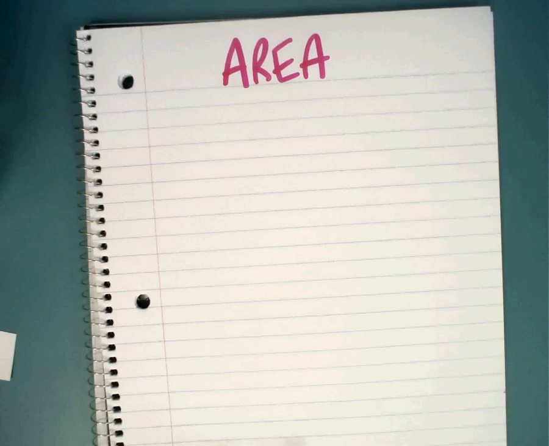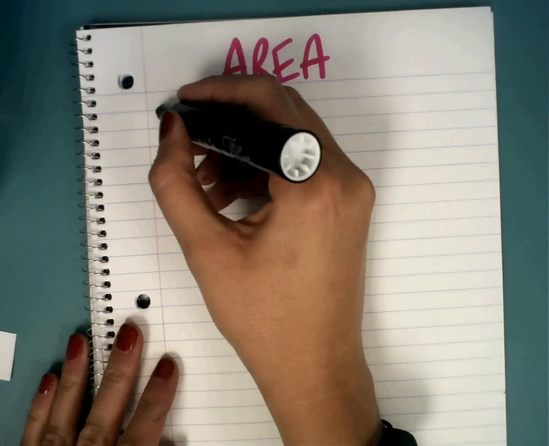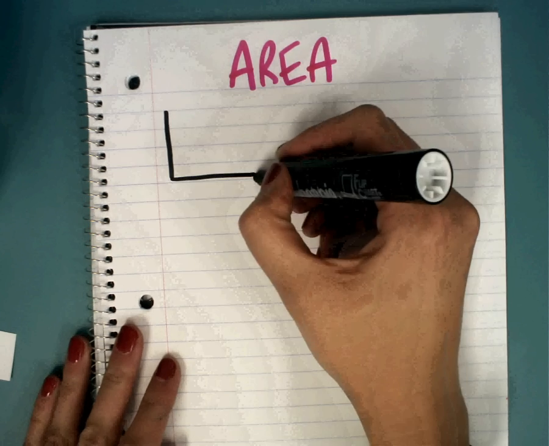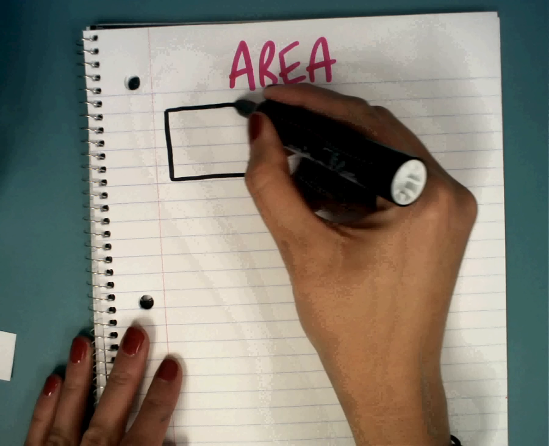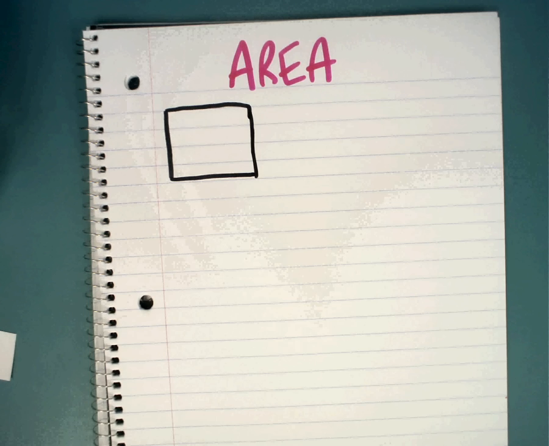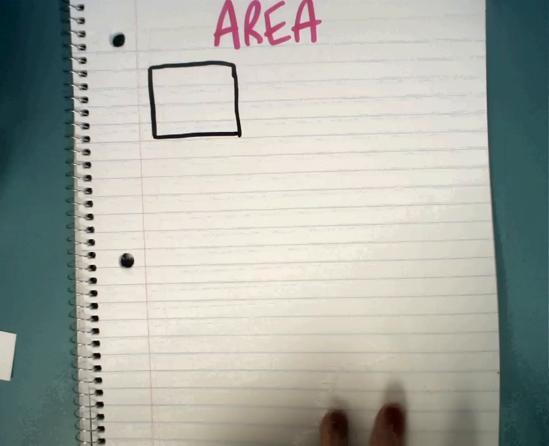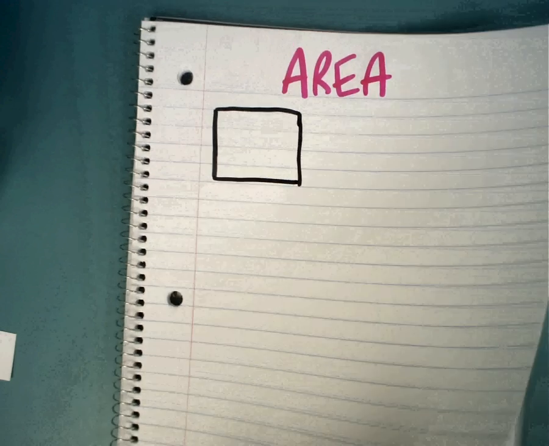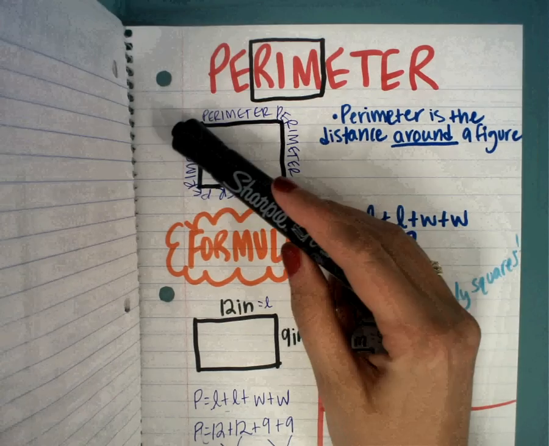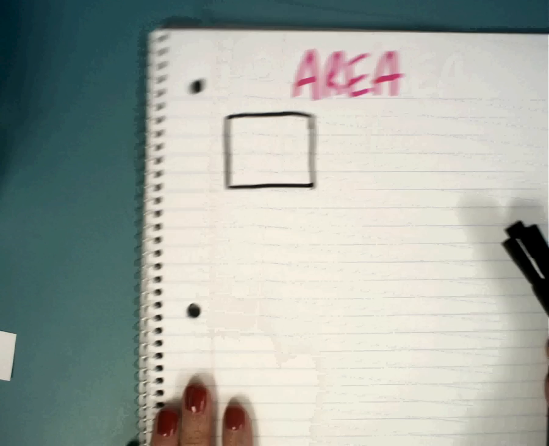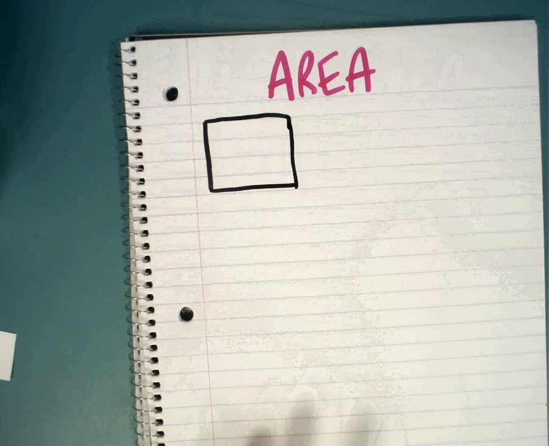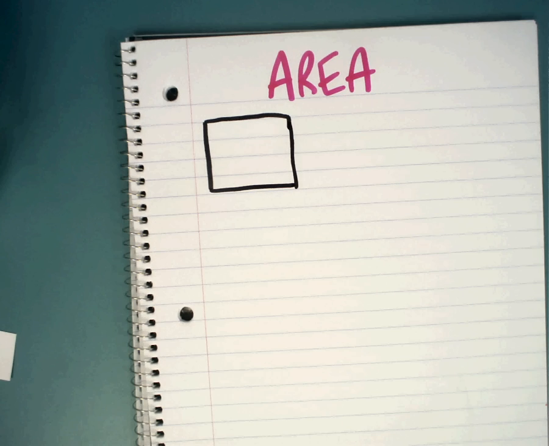So I want you to go ahead and draw me a rectangle real quick. Just like this, just like we did on our perimeter journal entry. But the difference is, in perimeter we wrote along the outside, right? Didn't we write around the outside right here? Well, with area, where do you think I'm going to write? I'm going to write on the inside.